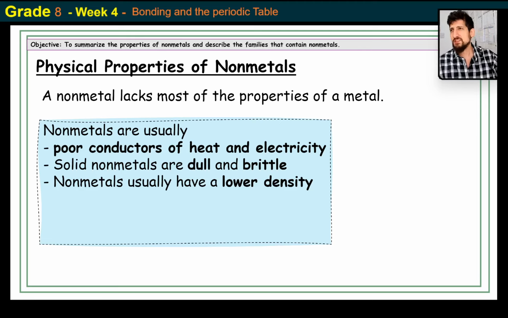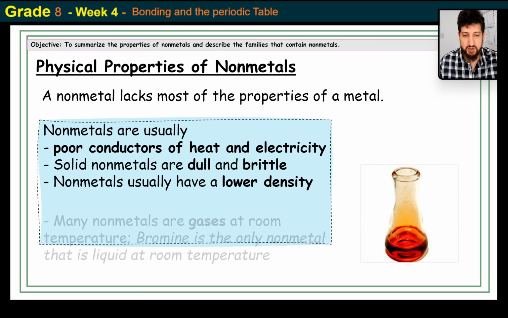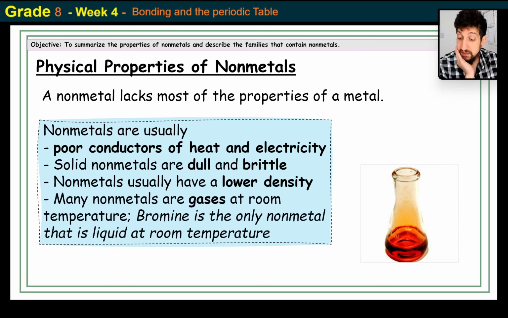Let's see if I can show you something else. How about this? See, that's fluffy. That's not so dense because the particles are far apart. I don't have anything else. I do have a hamster, but I'm not sure where he is. He's run away. Right. So, many nonmetals are gases at room temperature. Bromine is the only nonmetal that is liquid at room temperature.